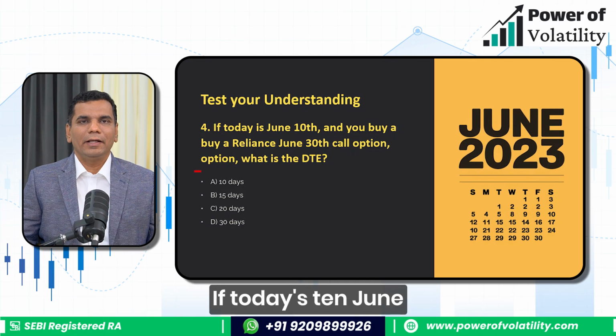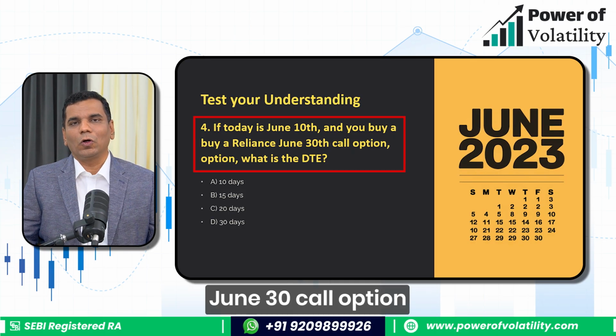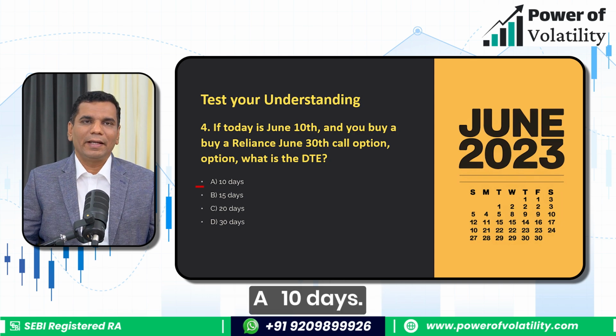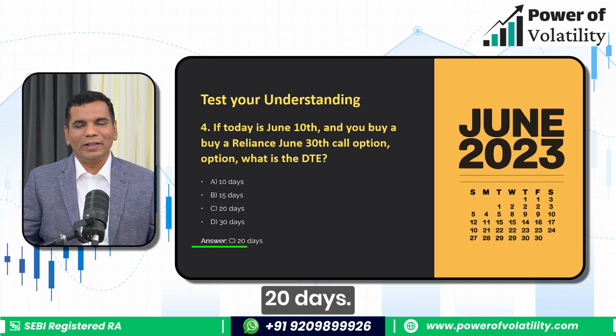Question number 4. If today is 10 June and you are buying Reliance June 30th call option, what is the DTE? A. 10 days. B. 15 days. C. 20 days. And D. 30 days. You guessed it correctly. The answer is C. 20 days.